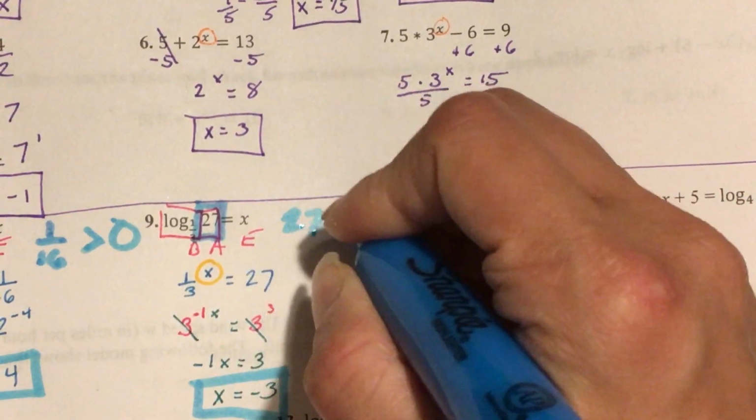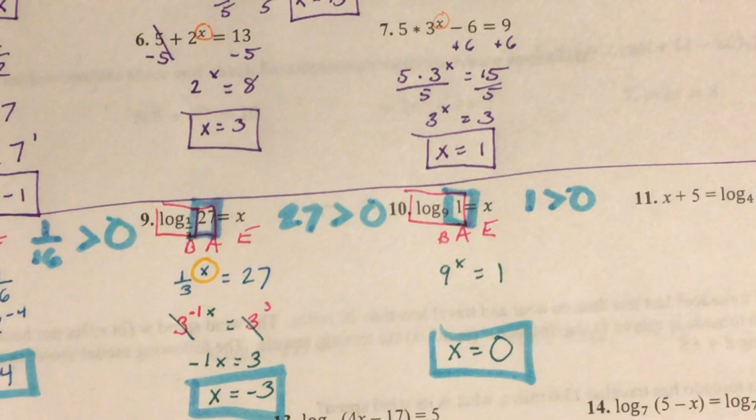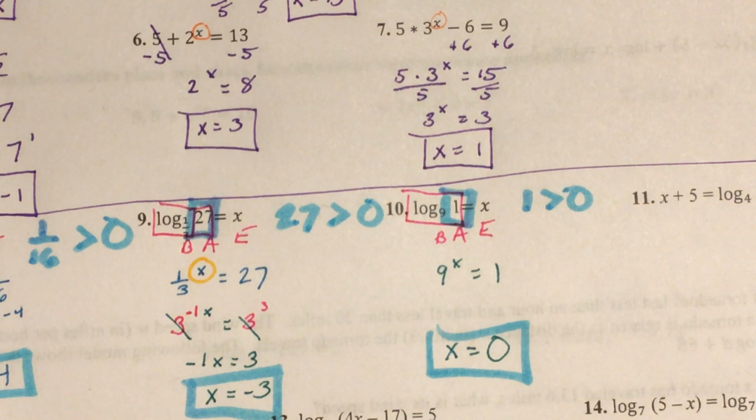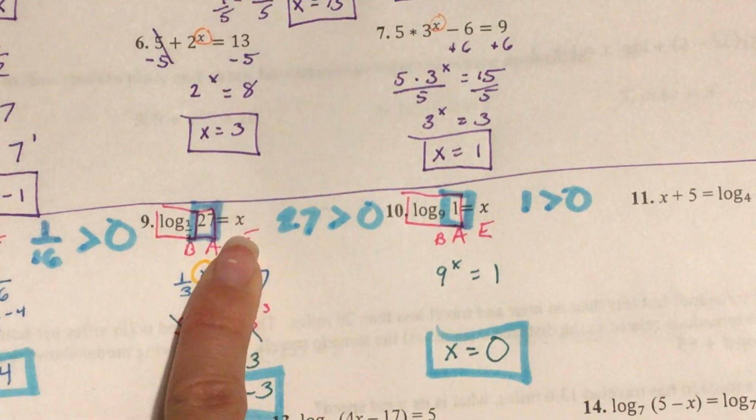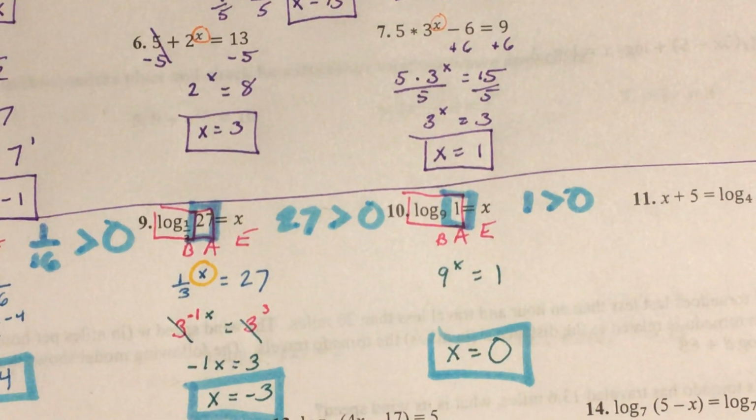And on that last one, 27 was greater than 0. So for these three problems, our variable has not actually affected our solution at all because it's been in the exponent position on the right side of the equation. So folks, in the next video, we'll take a look at a more complicated problem.